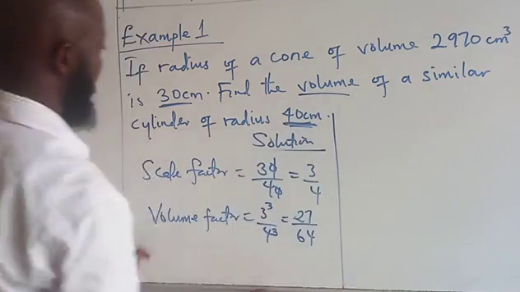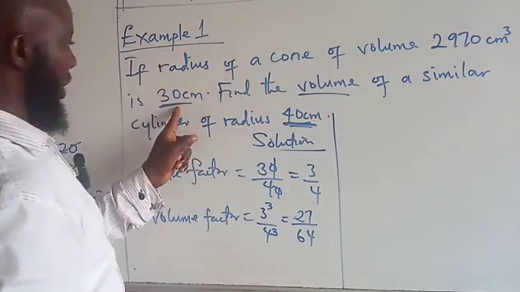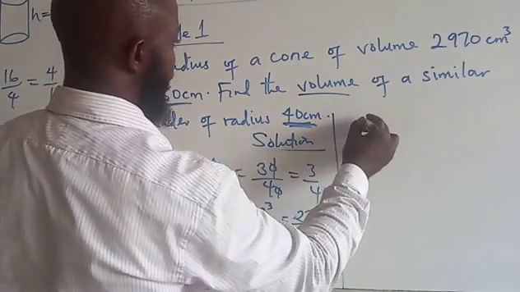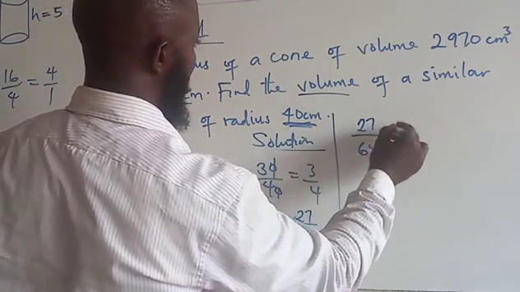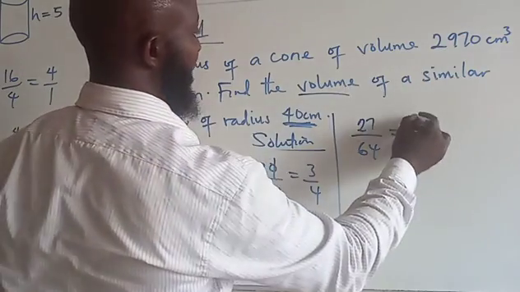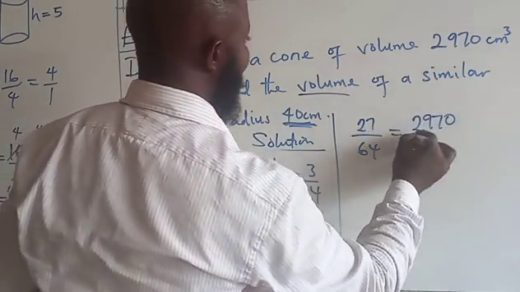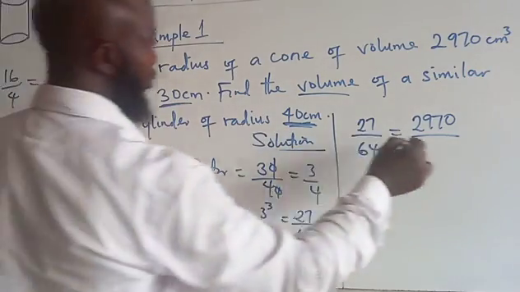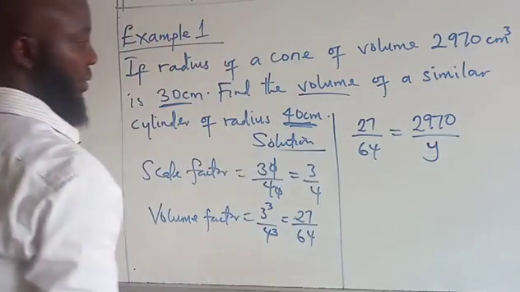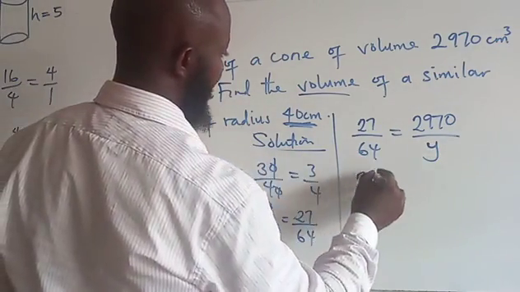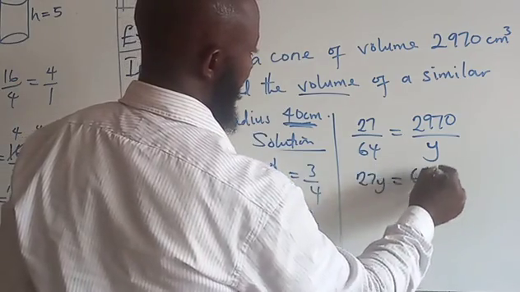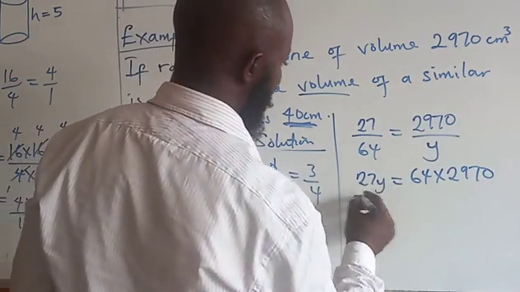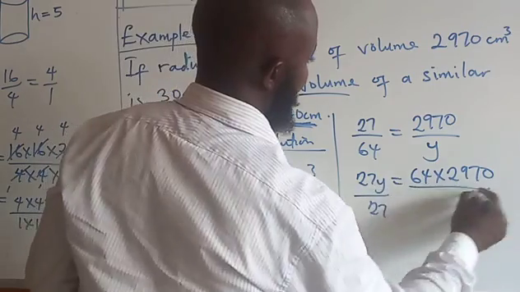So we now come back to this place. We have been given the volume of the smaller one to be this. So which means this, which is 27 divided by 64, will be equal to the volume of the smaller one, which is 2,970, divided by the volume of the bigger one, which we don't know. So we put x there or any letter to represent it. So when we cross multiply, we have 27x equals 64 multiplied by 2,970. Then we divide both sides by what? 27.